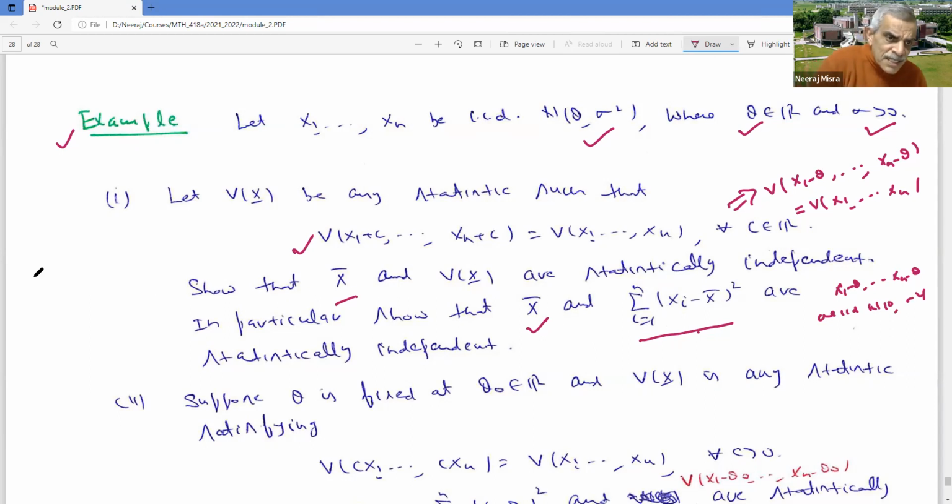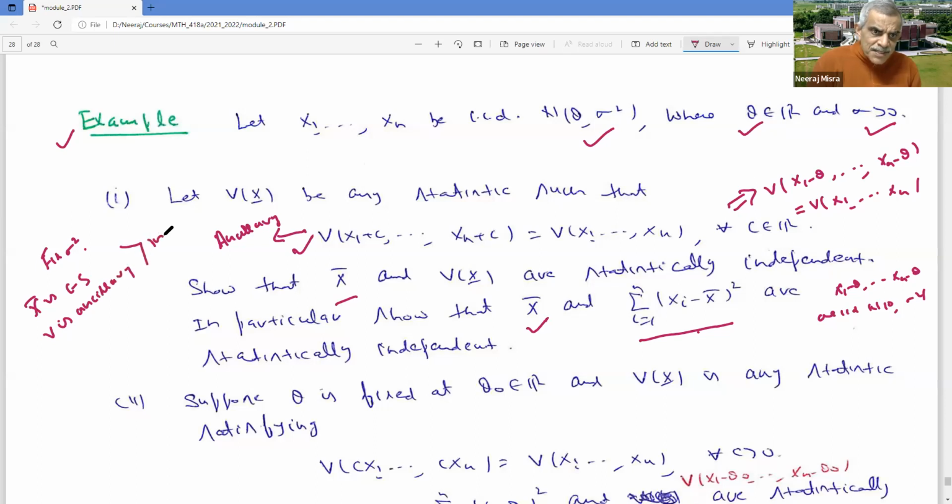So the way you prove it is, first you fix sigma square. Then any statistic of this type is ancillary. Here the assumption is that your V does not depend on theta and sigma square, but V satisfies this. Now if V satisfies this, then I conclude that such a V would be ancillary. So any such V is ancillary, and for any fixed sigma square, x bar is complete sufficient and V is ancillary. So by Basu's theorem, they would be independent.